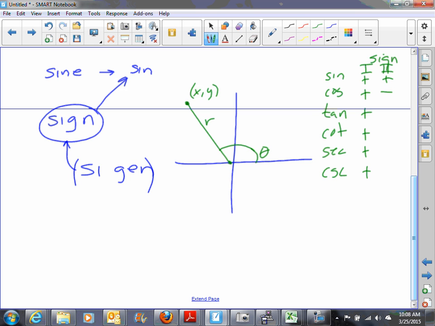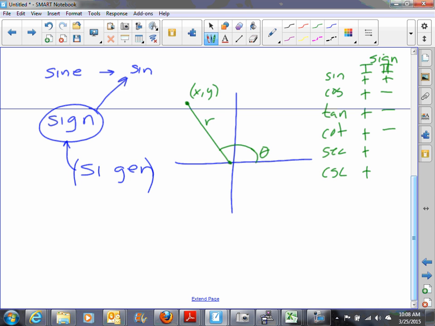Now, the tangent is y over x. In the second quadrant, y is positive, x is negative. So the sign of the tangent in the second quadrant will be negative. Now, the cotangent is x over y. Again, x being negative, y being positive in the second quadrant, the sign of the cotangent is negative.